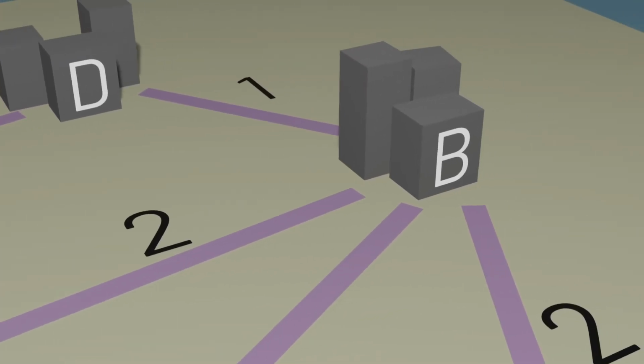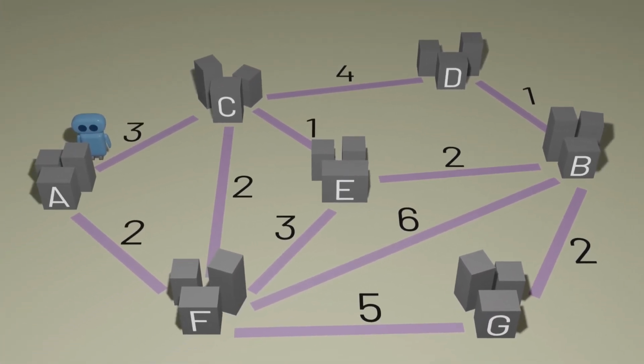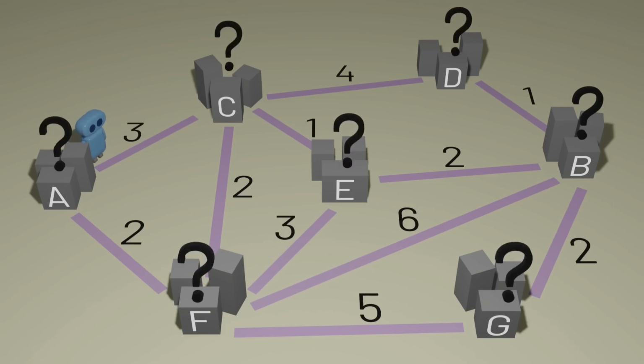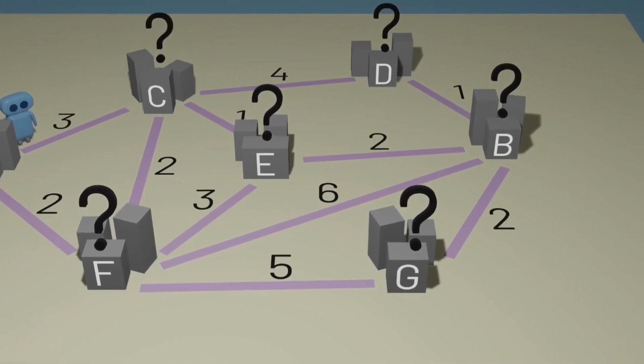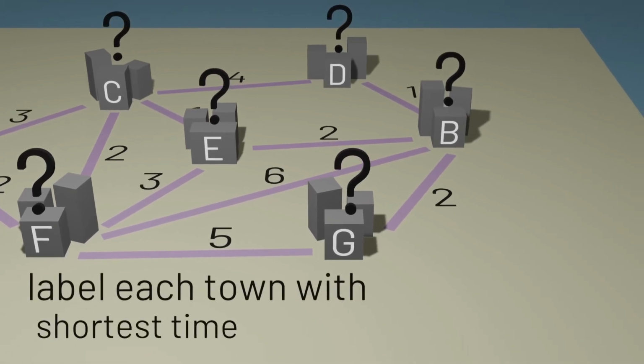So, how does Dijkstra's algorithm allow us to do this? Ultimately, we need to figure out how many minutes it will take to get to town B. In doing so, though, it might be useful to figure out how many minutes it would take to get to other towns too. So, ideally, we'd want to label each town with a number representing the shortest time required to get there. But of course, we don't know that information yet.